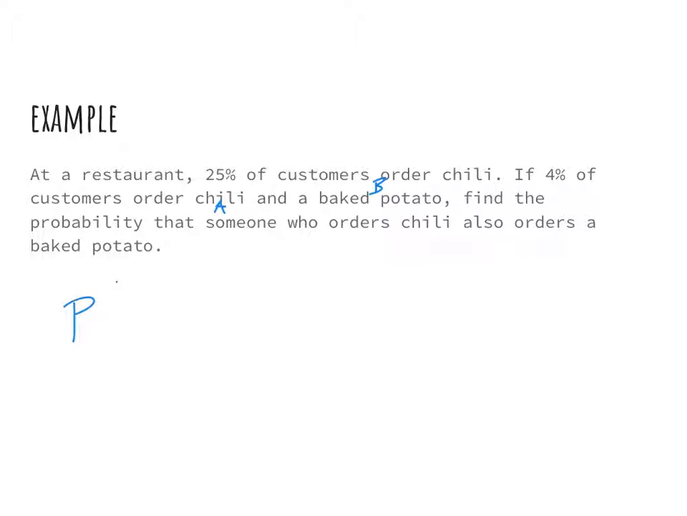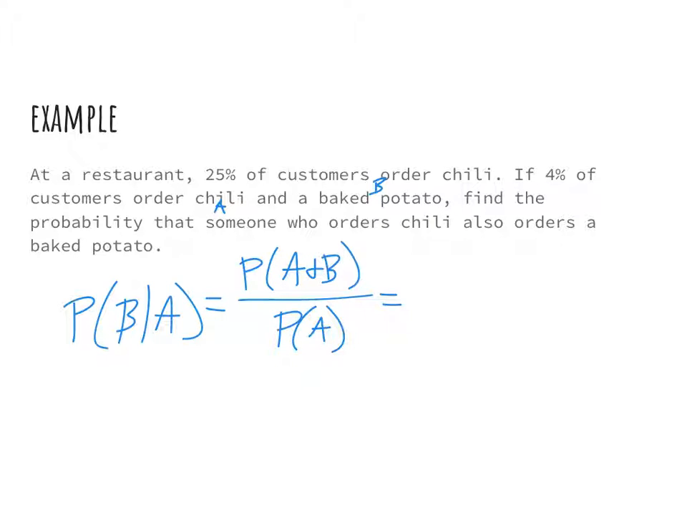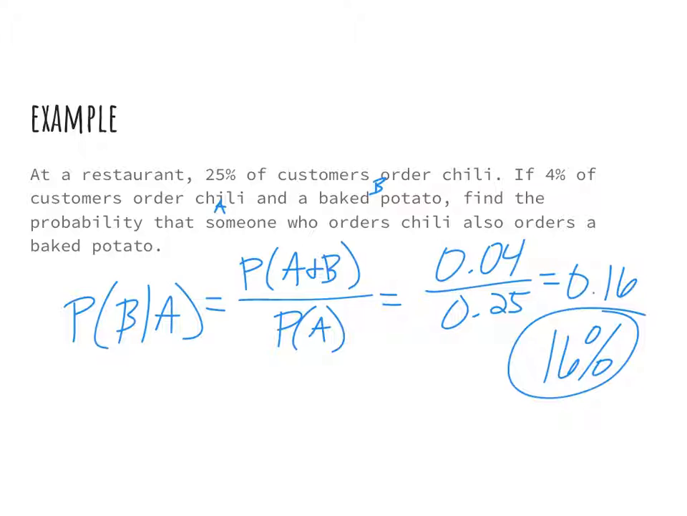If we want the probability of B given A, we take the probability of A and B divided by the probability of A. So 4% ordered chili and a baked potato. 25% ordered chili. So the probability that somebody ordered chili and also ordered a baked potato can be found by doing 0.04 divided by 0.25. And if we type that in, we get 0.16, which we would say is 16%. So 16% of the people who ordered chili would also order a baked potato.